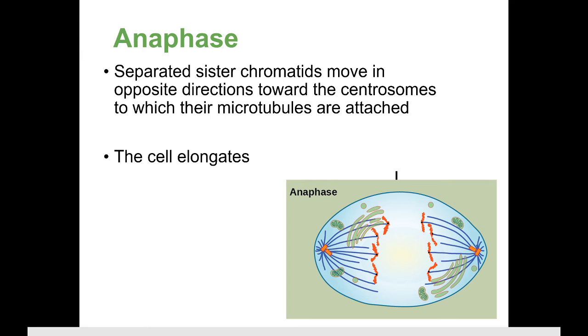So the cell is also going to elongate. You can kind of see how it's going to form this football-like shape. And that's going to allow enough size for both new daughter cells. So when this cell splits and forms two new cells, you're going to have ample space for both of those cells. All right, that's anaphase.